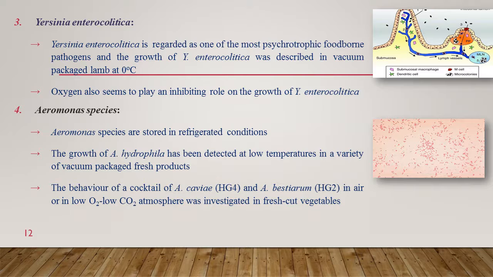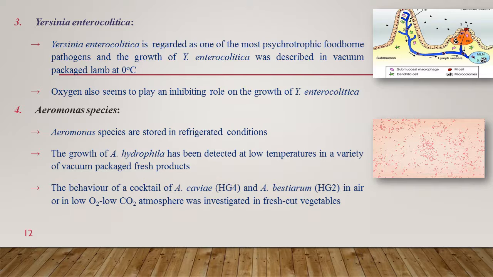Now coming to the next slide, which is Yersinia enterocolitica. Yersinia enterocolitica is regarded as one of the most psychrotrophic foodborne pathogens, and its growth was described in vacuum packaged lamb at 0 degrees centigrade. Carbon dioxide retards the growth of Yersinia enterocolitica at refrigerated temperatures. Oxygen also seems to play an inhibiting role on the growth of Yersinia enterocolitica.